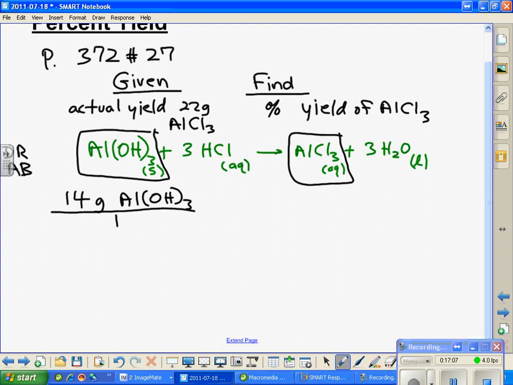We have to figure out how many moles we have. So, how much for aluminum? Is it 27? Yeah, 26.98, 27. Let's use 27 for aluminum. And how many oxygens? 3. 3 times 16, 48. And we've got 3 hydrogens for 3. So we've got 78 grams of aluminum hydroxide.